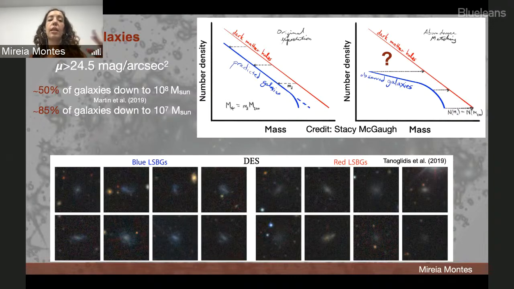So we do not only care about individual galaxies and studying their properties, but we basically need to observe them in numbers to populate the galaxy mass function.